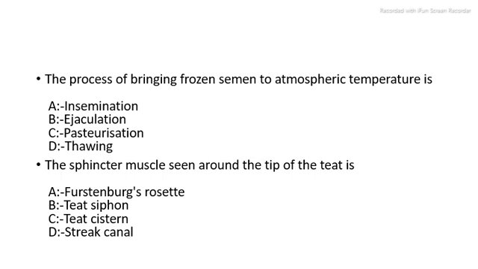Next question. The sphincter muscle seen around the tip of the teat is called option A Furstenberg's rosette, option B teat siphon, option C teat cistern, option D streak canal. So the correct answer is option A, that is Furstenberg's rosette is the sphincter muscle seen around the tip of the teat.